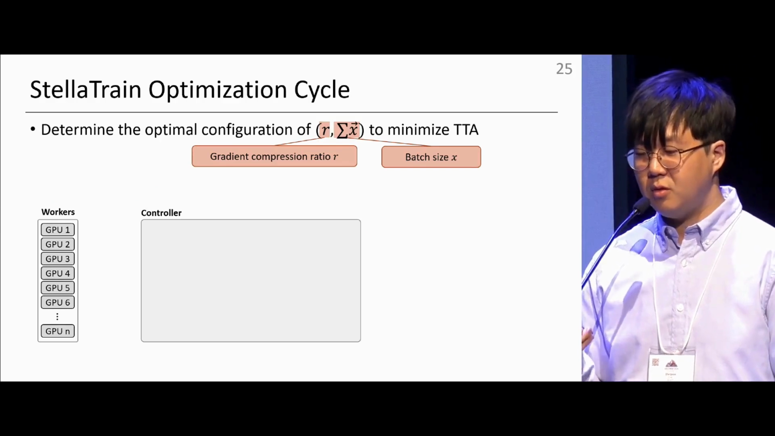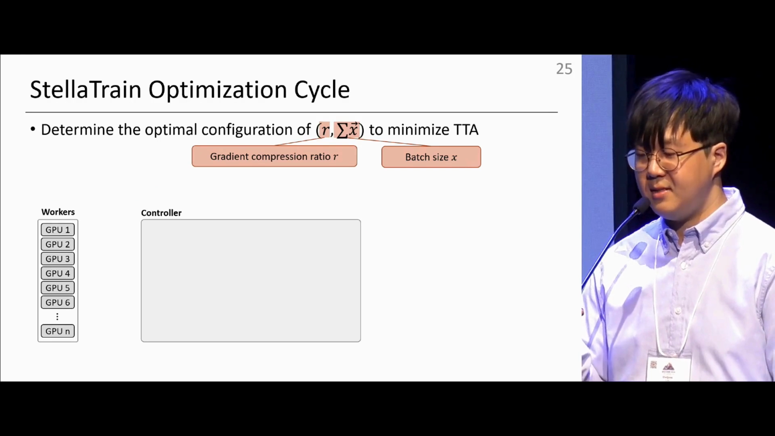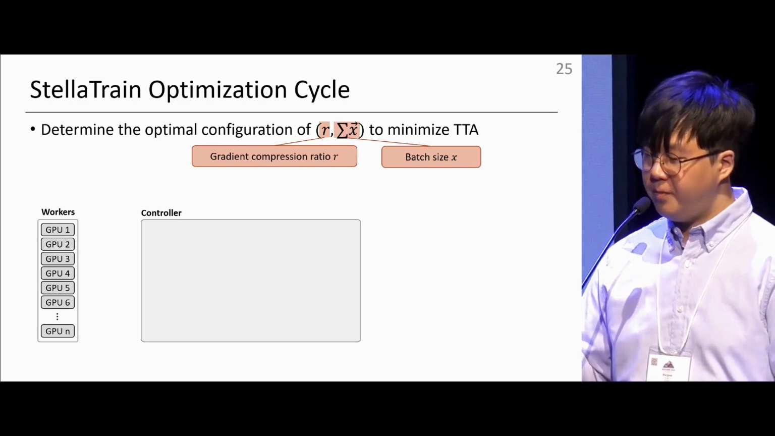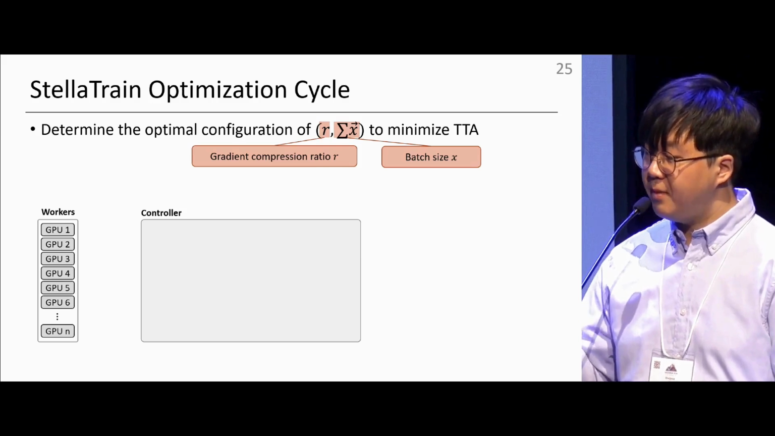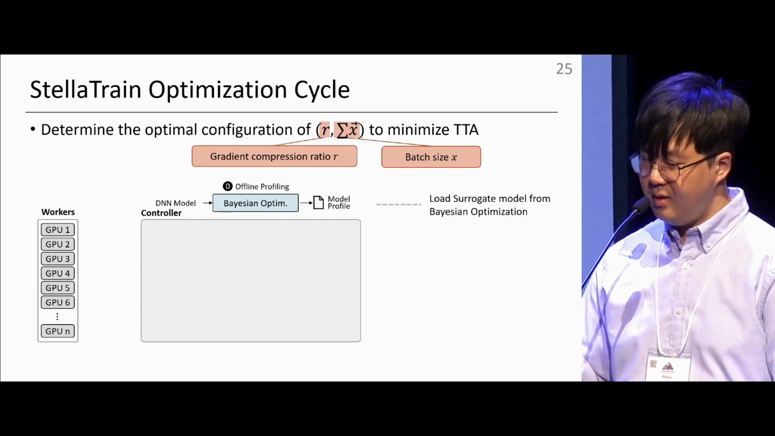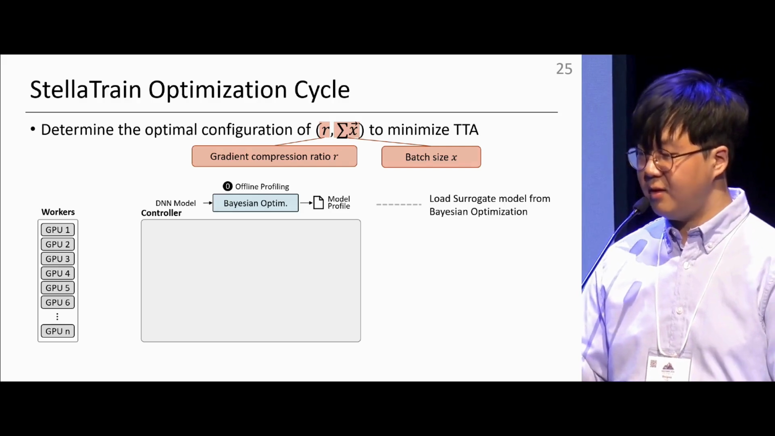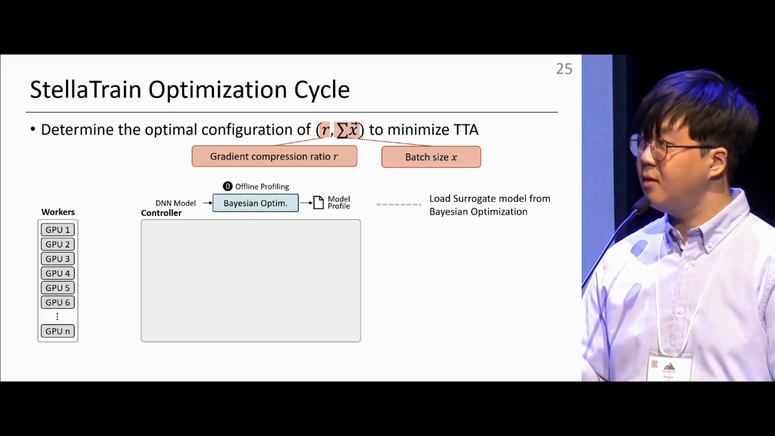Using these two models, we find the best gradient compression ratio and batch size that minimize TTA. To apply this optimization, we implement a centralized controller that collects telemetry from GPUs. First, the controller loads a model profile obtained via offline profiling from the Bayesian optimization.